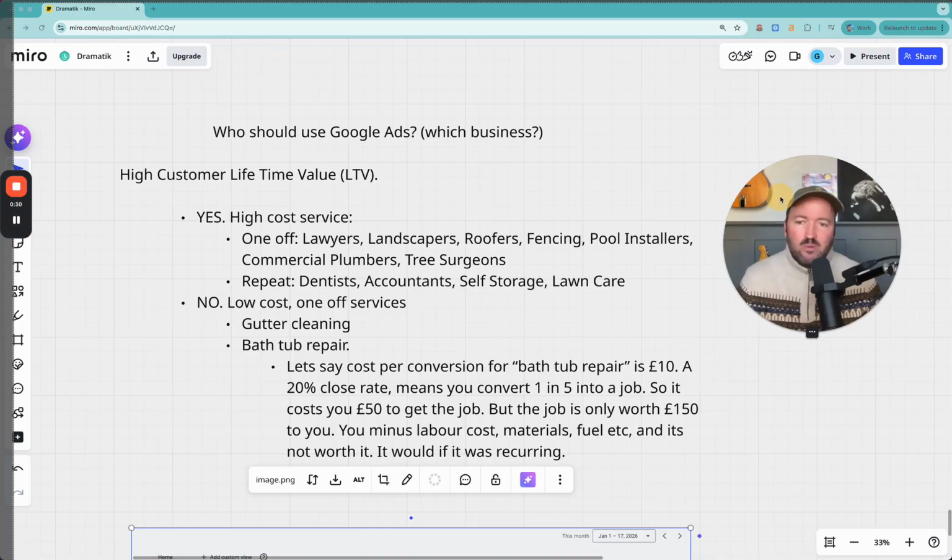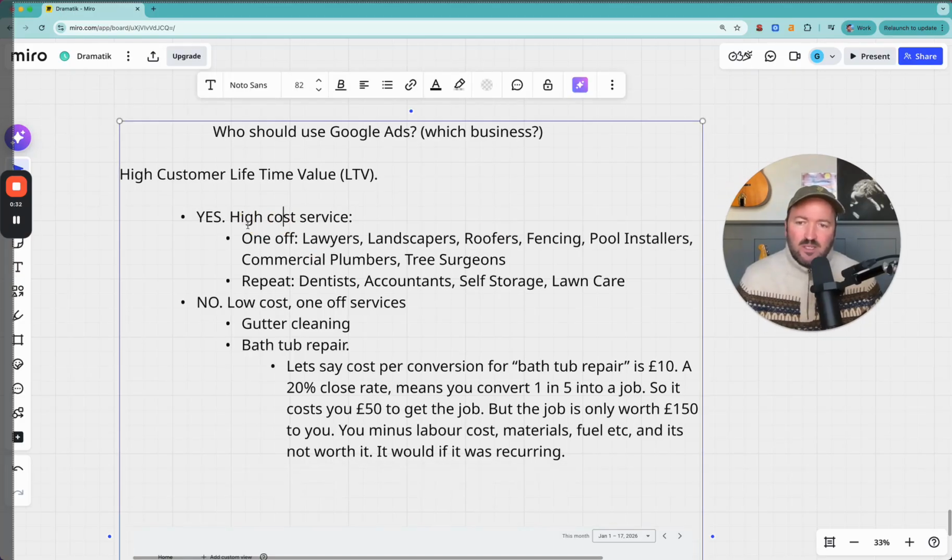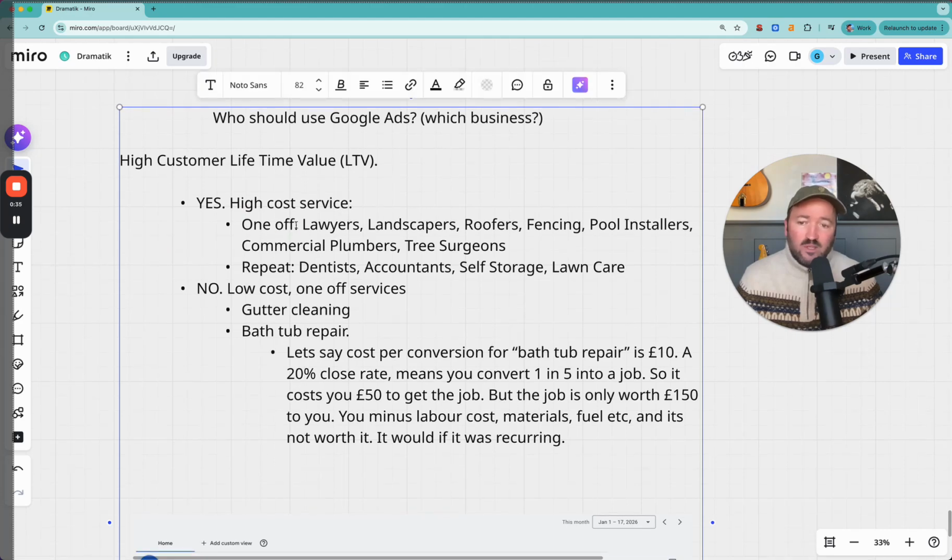Examples of high cost services can be one-off services such as lawyers, landscapers, roofers, pool installers, etc. So these are high value one-off jobs, or they can be repeat services such as dentists, accountants, self-storage units, lawn care, etc. Each visit won't be a lot of money, but over time it adds up. So it makes it completely worth it to run Google Ads.